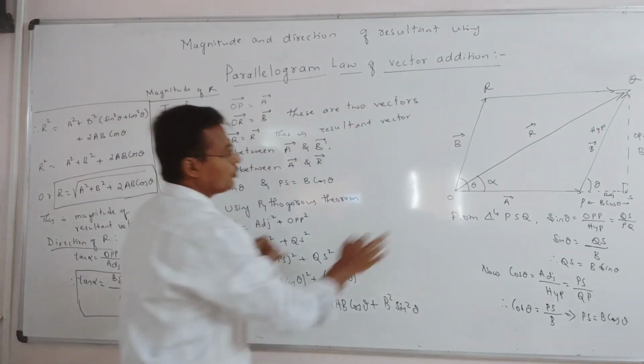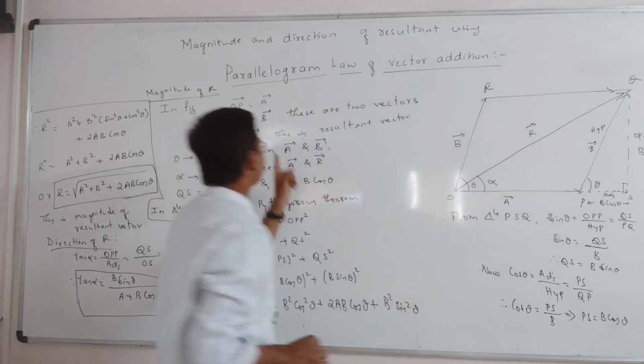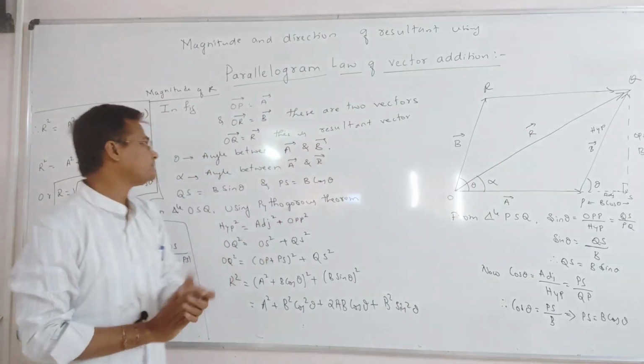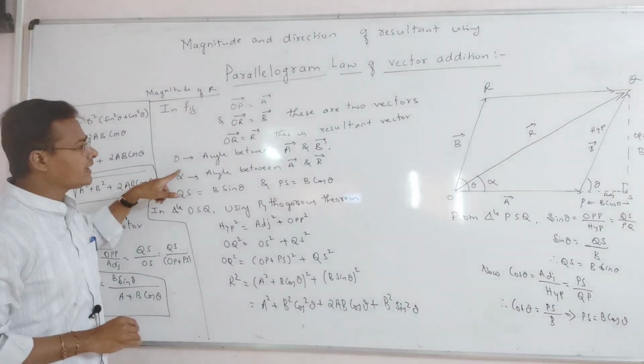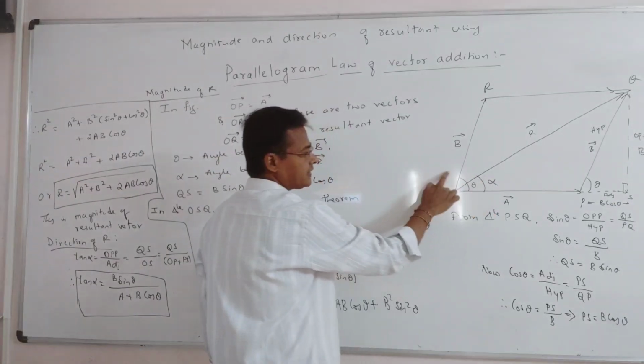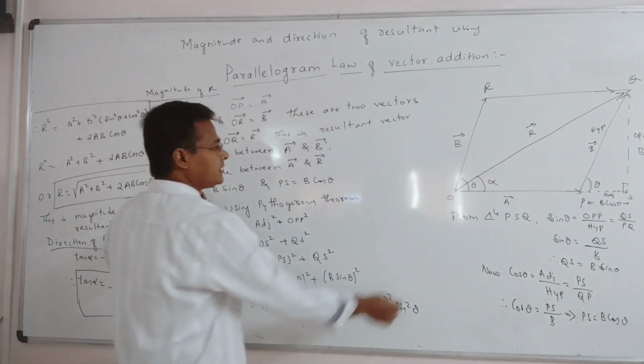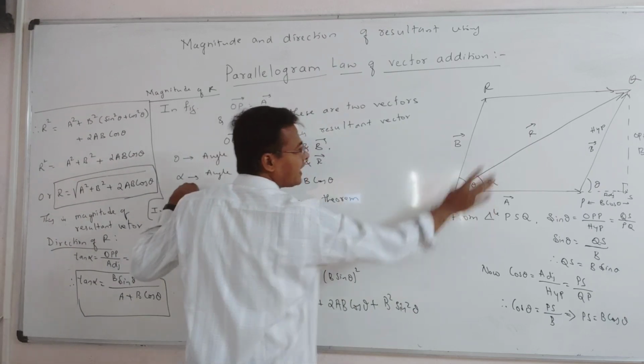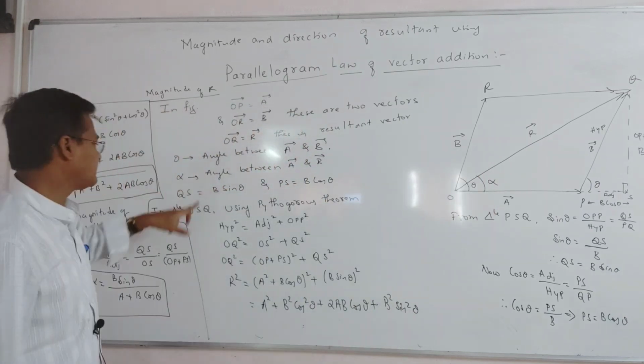So OQ, O to Q, is what? R vector. This is the resultant vector. Theta is the angle between the A vector and B vector. Alpha is the angle between what? A vector and R vector, that is the resultant vector we are seeing.